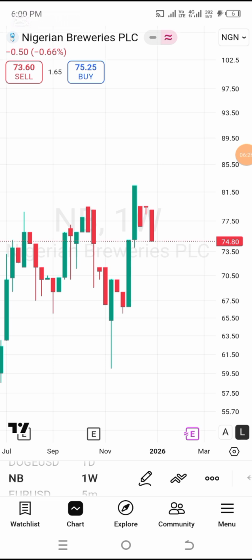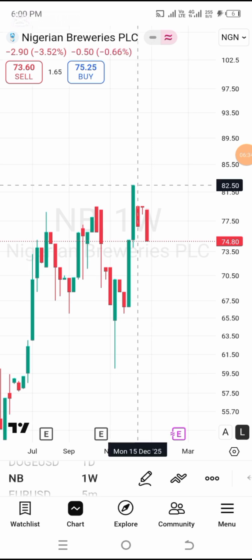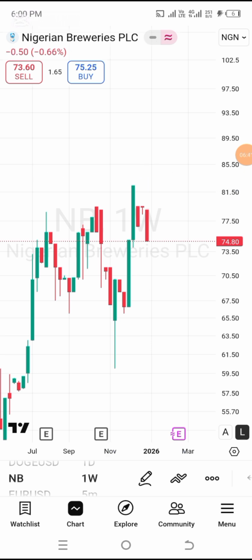We call it retracement. It's pulling back, so it's retracing. So for us to have a good position to buy from, right? This trade has given a new all-time high of 82 naira 50 kobo. This was like 1, 2, 3, 4 weeks ago.